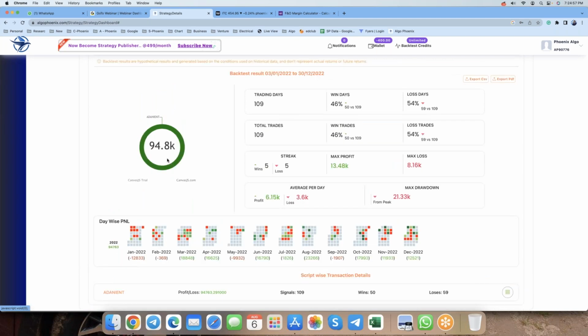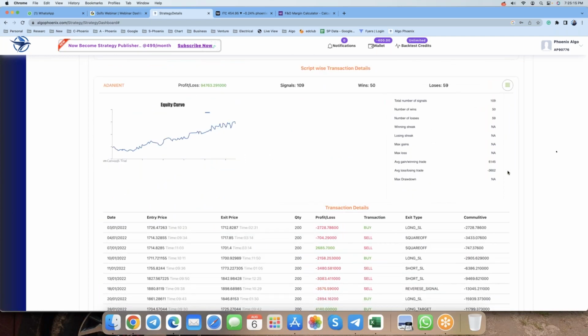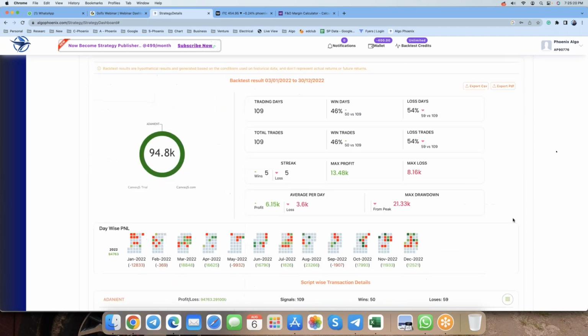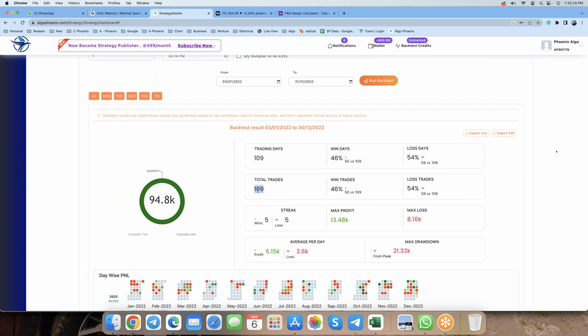So your capital is getting doubled in 1 year, not double, triple. Investment 50,000 rupees, profit 1 lakh. So your capital will become 1.5 lakh by the end of 1 year. If I'm satisfied with the strategy, I can increase the quantity to get higher returns. Still, you can work it out, keeping a stop loss of 3,000 while deploying it. You'll get better results. And I'm getting only 109 trades.